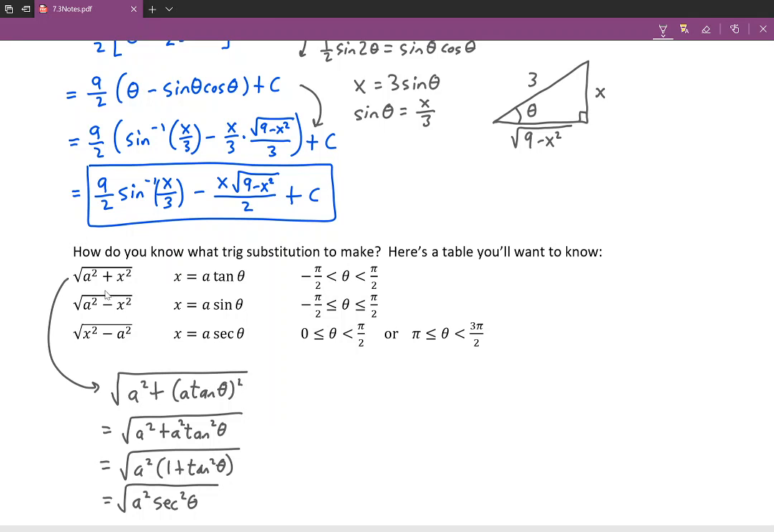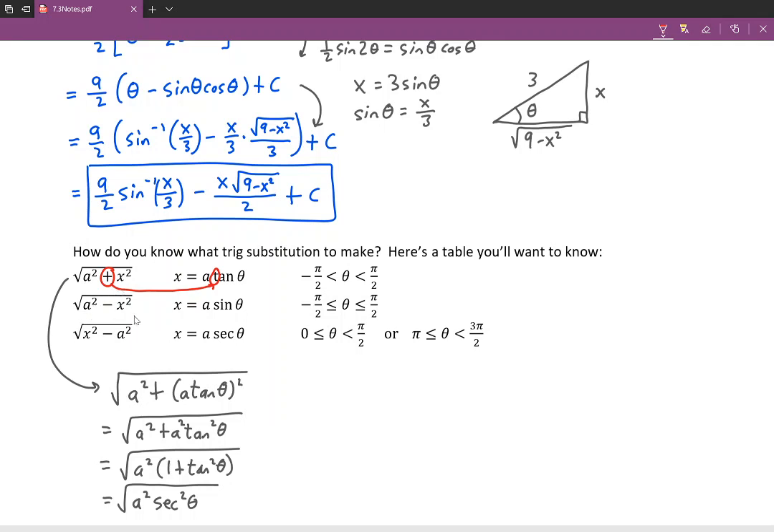Oh, one last thing before we go. A quick mnemonic to remember that for the square root of a squared plus x squared, the substitution you want to make is a tangent theta. The plus in the middle kind of reminds you of a t. And so when you see that plus in the middle, that can remind you of the t in tangent. That's a good mnemonic, I think.